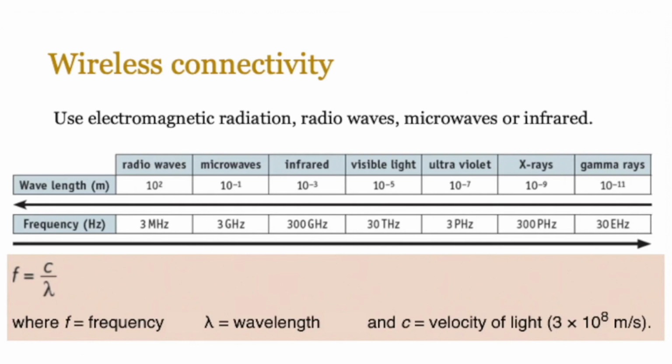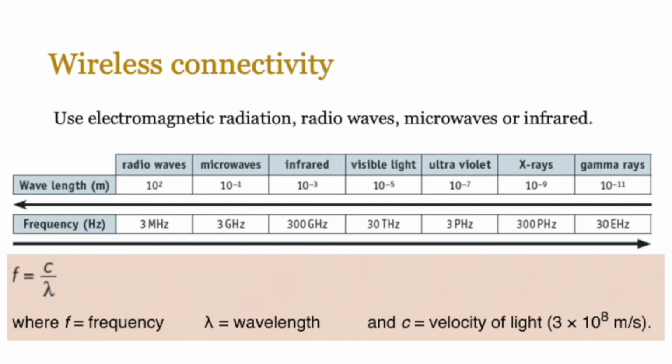So if you look across it, radio waves are normally operating in the 3 megahertz range, microwaves are in the 3 gigahertz range, and infrared is in the 300 gigahertz range. We don't use the visible light spectrum, and we don't use ultraviolet, X-rays and gamma rays for data transfer yet, because they can ionize skin and that can cause all sorts of issues.